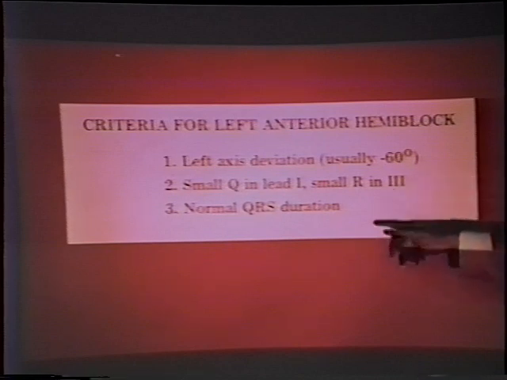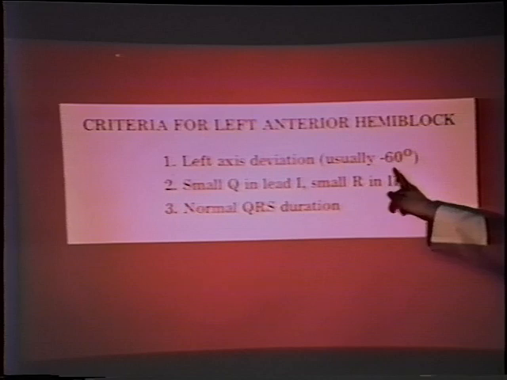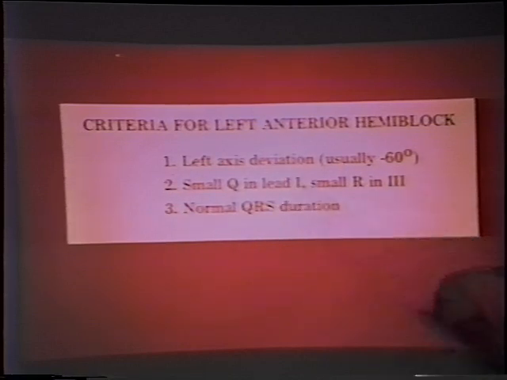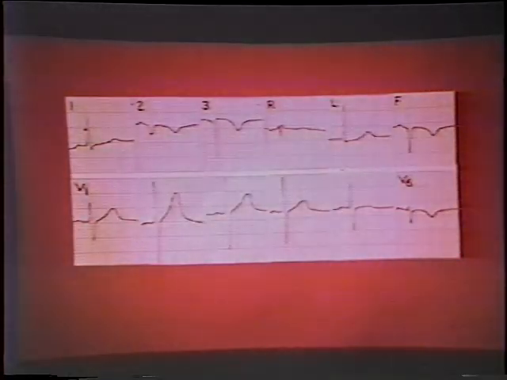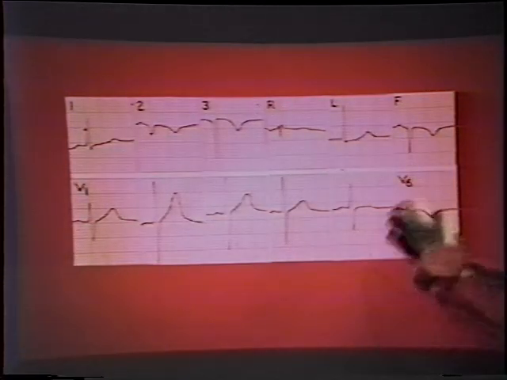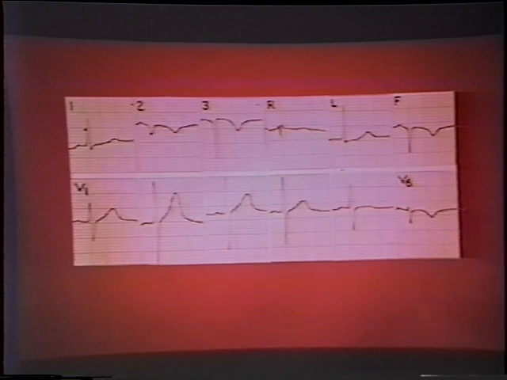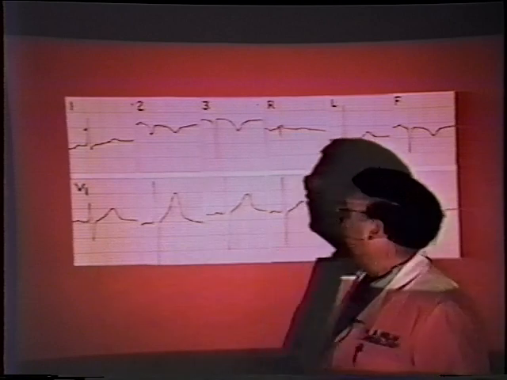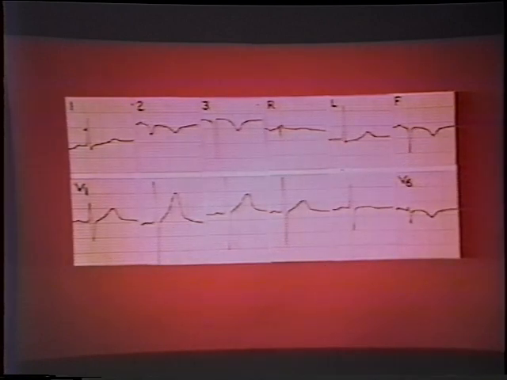The left anterior block: left axis, minus 30, a little Q in lead one. And that's what it looks like. Is this the left axis? Look at lead two. Is it positive or negative? It's very negative, so it's very left axis. So that's left anterior fascicular block.